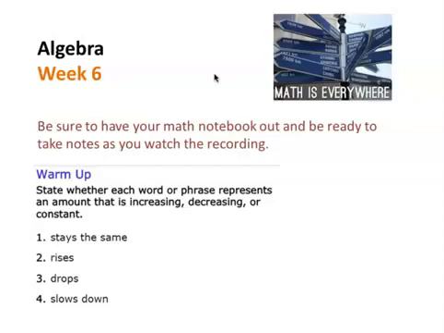And one of the things that you're going to be seeing in Unit 2 is we're going to be working on graphing situations. So we're going to take a situation and turn that situation into a graph that shows a relationship over time. And in order to graph those situations, we are going to be identifying key terms such as stays the same, rises, drops, slows down.